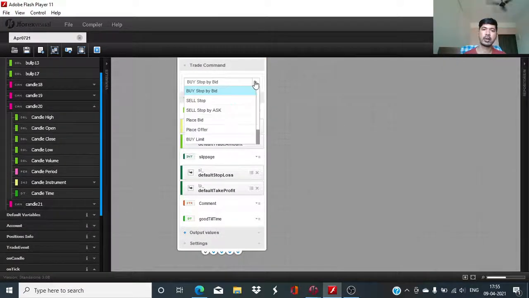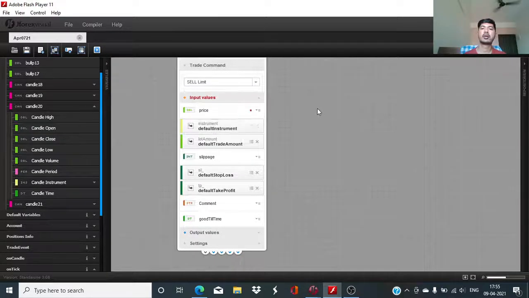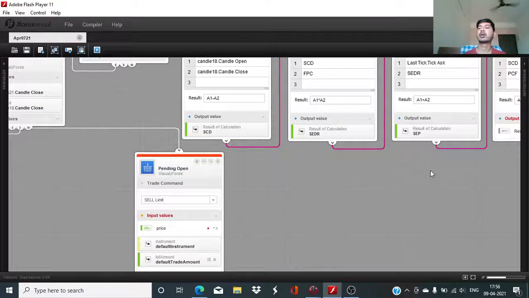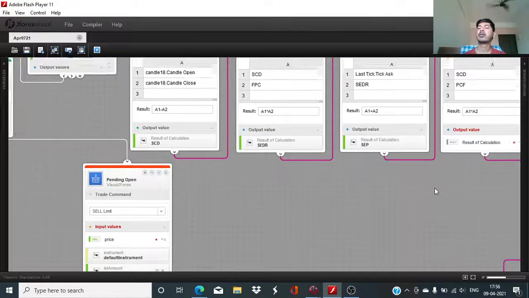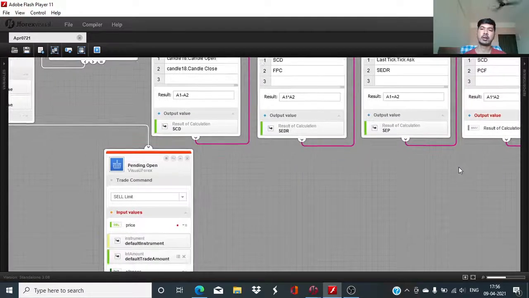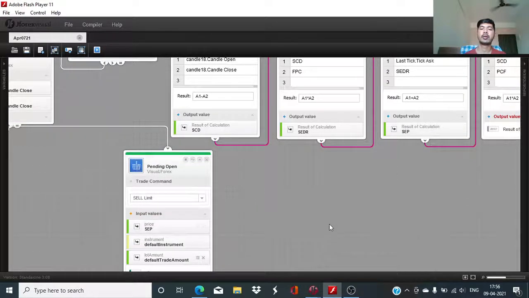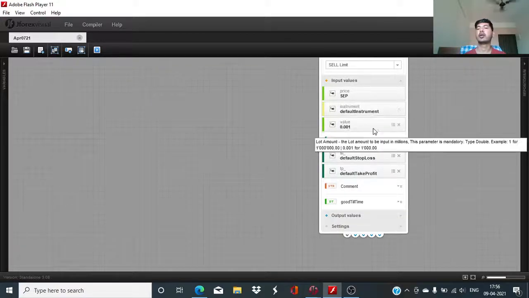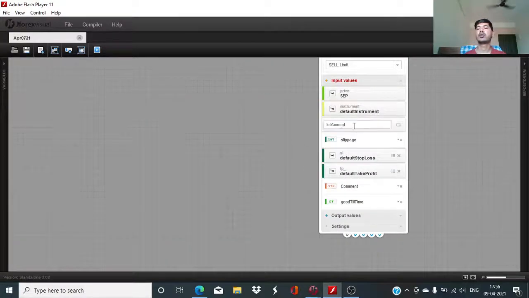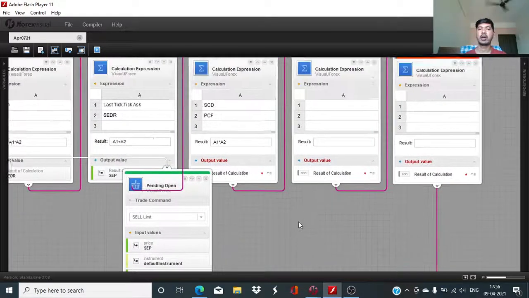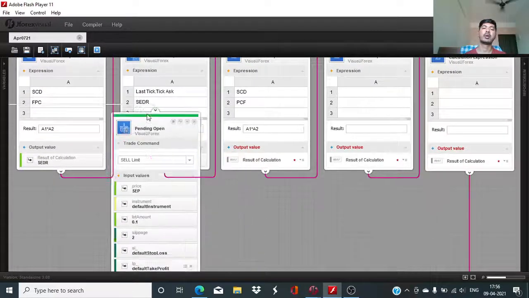And then comes the sell limit point, and the price is going to be above 40% of the difference between the closing and opening price for last hour from last tick ask. So here is our entry point. Default instrument will remain as it is, Euro USD. Trade amount, I will change it to 0.1 million. Slippage 2 pips. Now, stop loss and take profit, we need to define it afresh. I have carried out the calculation for the defining of stop loss.